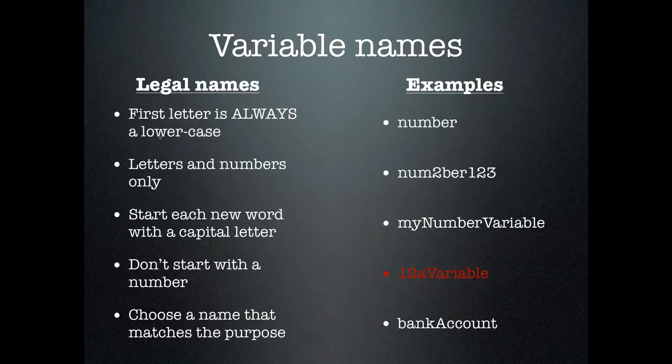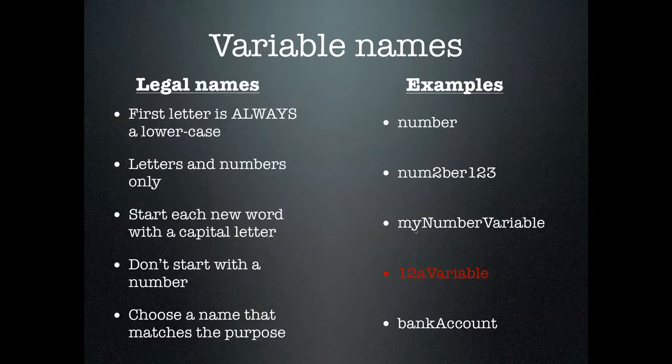And the first rule is that the first letter is always a lowercase. For instance, number or variable. It's always a lowercase letter you start out with. And it consists of letters and numbers only. It can consist of underscore as well, but you'll never see me use it. I always separate them with a capital letter. But you could say number123. So you can have a mix of numbers and letters. You start each new word with a capital letter, and that's what I talked about before.